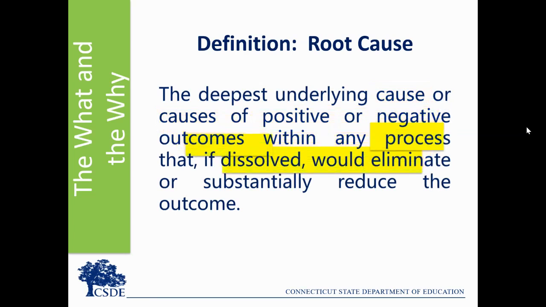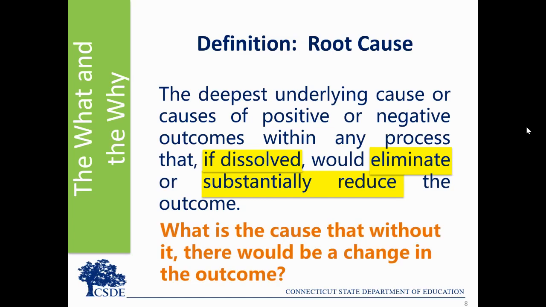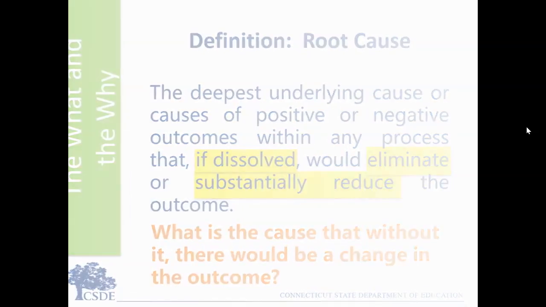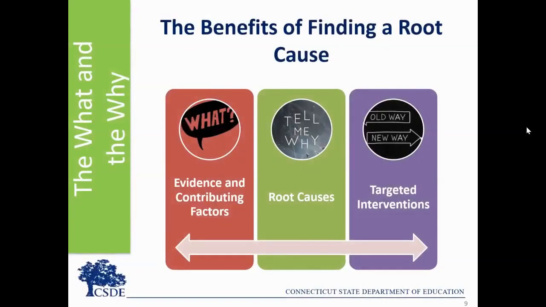If dissolved, it would eliminate or substantially reduce the outcomes. Getting rid of this root cause will impact outcomes. If you eliminate a negative impact, the negative outcome will be reduced or eliminated. In other words, what is the cause that without it, there would be a change in the outcome? When we start with evidence and understanding contributing factors, we know what is happening. The root cause analysis reveals the why it is happening. Understanding why lets the team address the why with targeted interventions that address the challenge and lead to positive change for students.